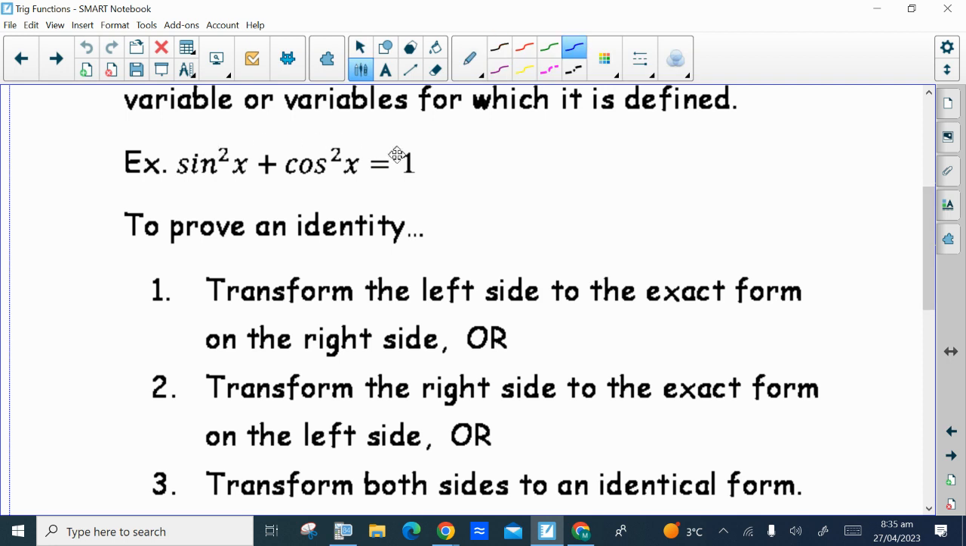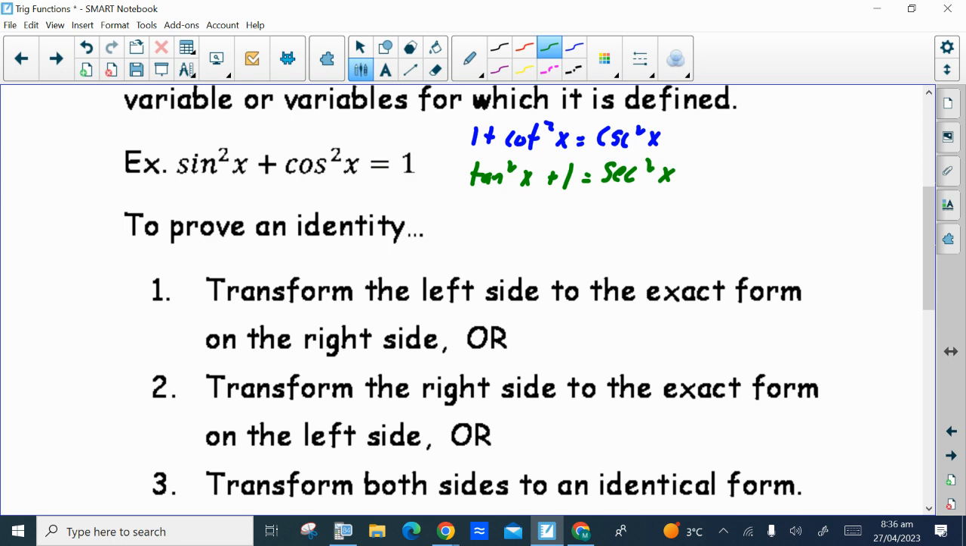But another variation of this is found by dividing every term by sine squared x, which will give you 1 plus cotan squared x equals cosecant squared x. And if you take this identity and divide every term by cos squared x, you'll get tan squared x plus 1 equals sec squared x. So if there's any squareds, normally we look to those Pythagorean identities to see if they would help us out.